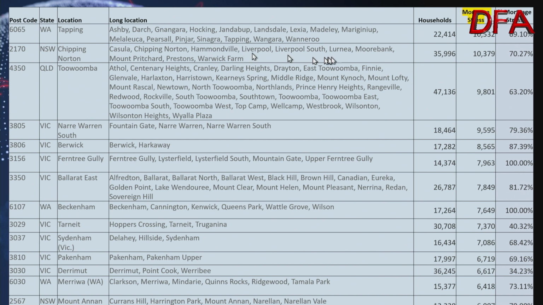Then we've got Chipping Norton, that's one of those high growth areas around Liverpool. Then we've got Toowoomba, out west of Brisbane. Narre Warren, another high growth area in Victoria, Berwick and Halfway. Ferntree Gully and places like that. And then out to Ballarat. So you can see quite a few Victorian postcodes there, over to Western Australia, then more Victorian postcodes. You can see how a lot of these are actually similar. It's like Point Cook, Werribee, very significant footprint of risk. And high growth is what you're seeing there predominantly.